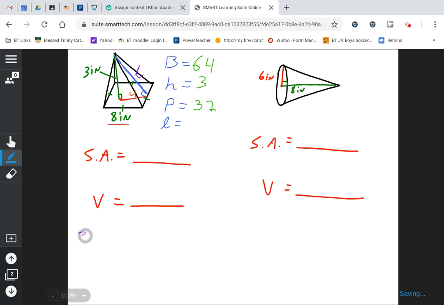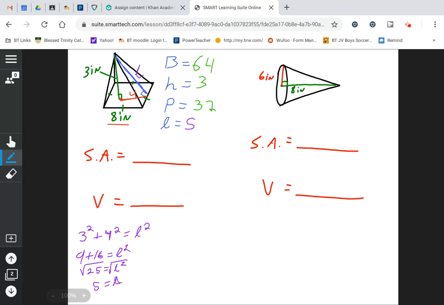So it's 3 squared plus 4 squared equals L squared. 9 plus 16 equals L squared. 25 equals L squared. We're using the Pythagorean theorem here, guys. And so L equals 5. So now we can do all our formulas because we have all the necessary information.